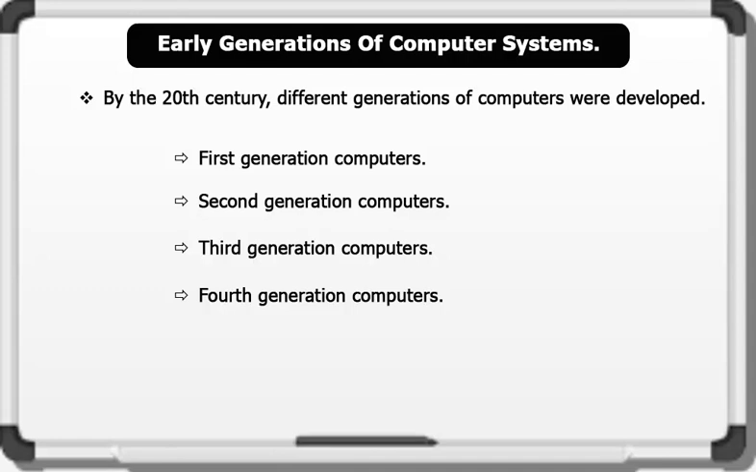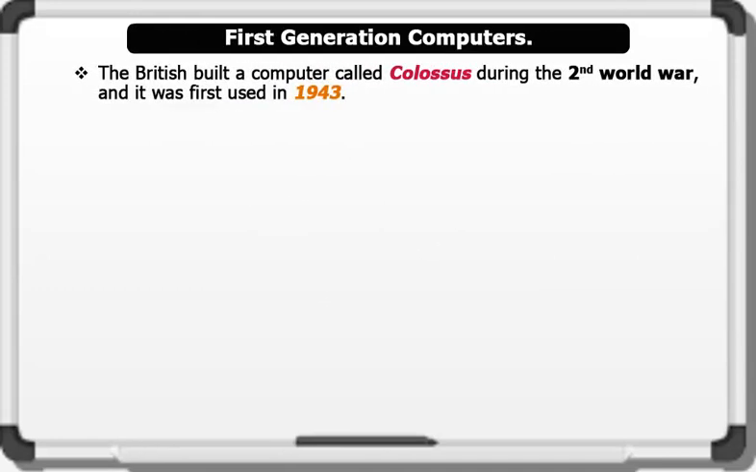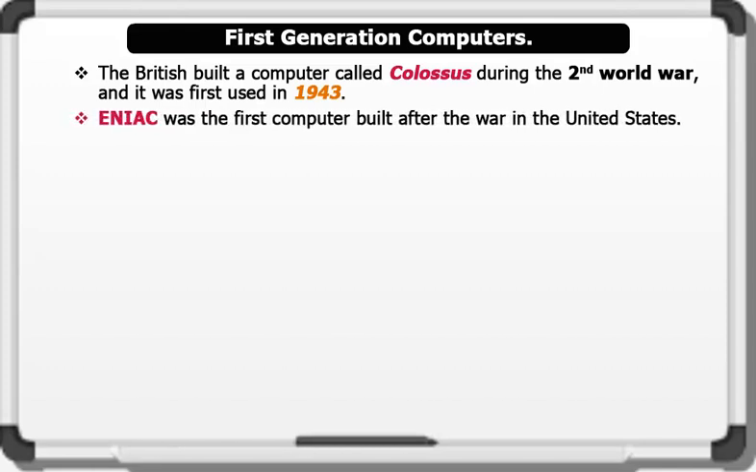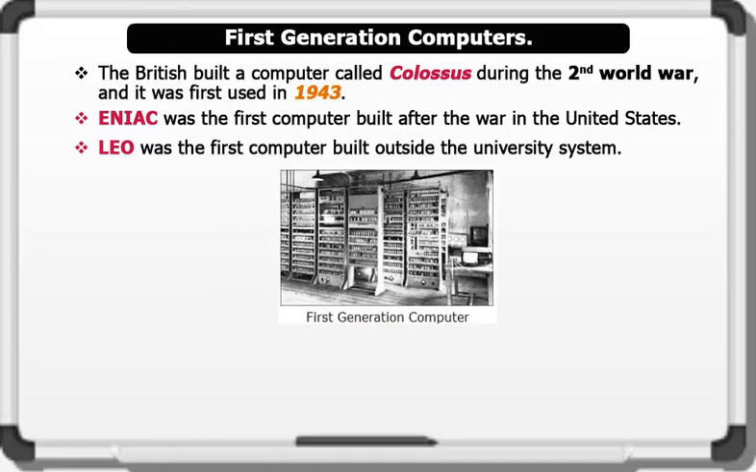Now, let's see the first-generation computers. The British built a computer called Colossus during the Second World War, and it was first used in 1943. ENIAC was the first computer built after the war in the United States. These computers were built to help the universities to solve scientific problems. Leo was the first computer built outside the university system. Below is a first-generation computer.